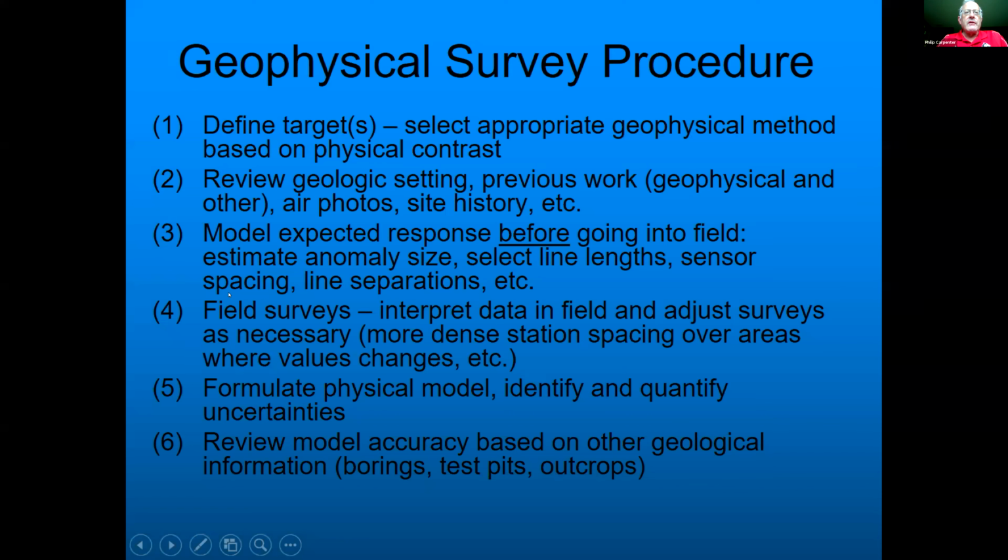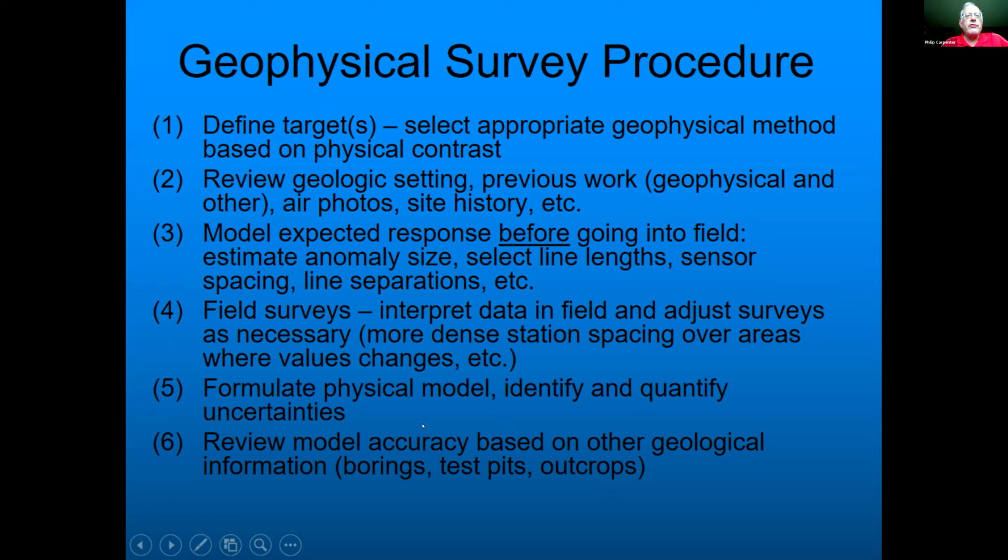Then you finally get into the field. You need to interpret your data as you're collecting. So, you know, you can collect your data in the morning and look at it over lunch just to make sure it looks okay. So you don't have a problem with your instrumentation, or you might encounter something you don't expect. And you have to change your field orientation to deal with that, like your station spacing.